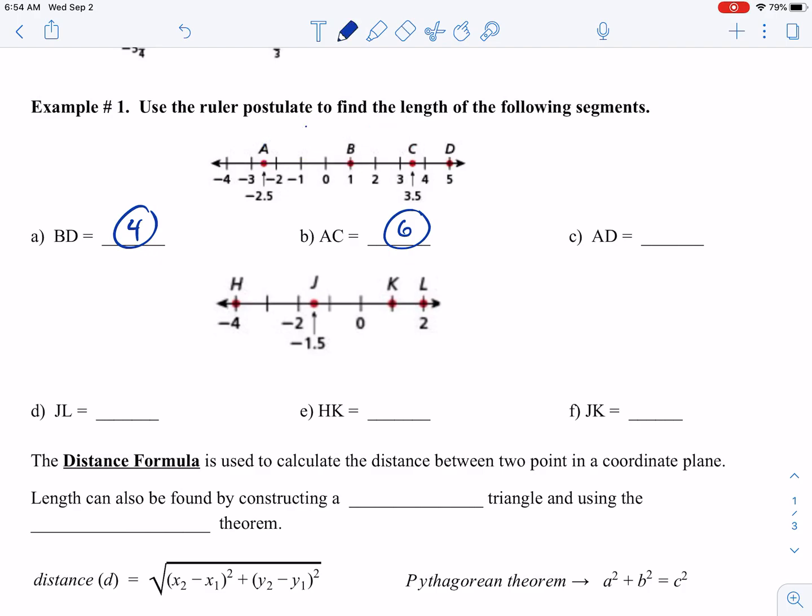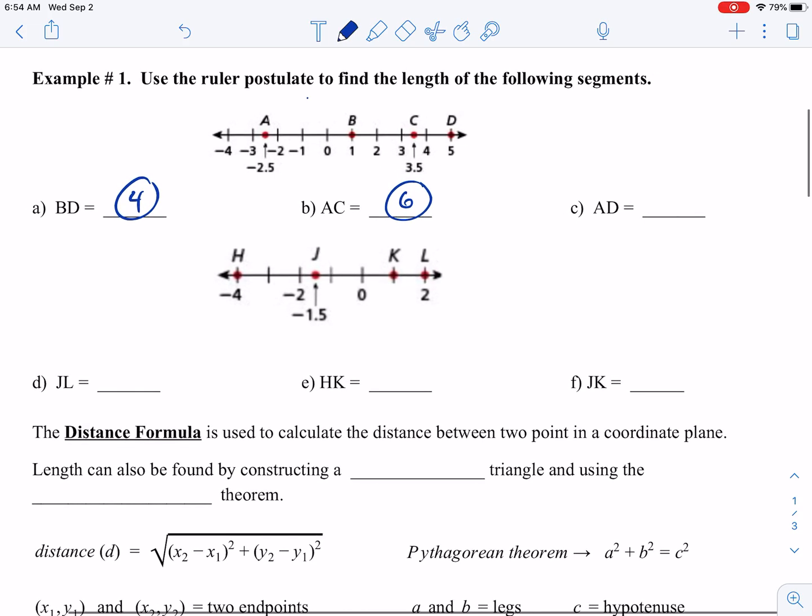Okay, let's try D and E on this second number line, and then we'll let you try C and F on your own. JL, from J to L. This would be 2 units, and negative 1.5 would be positive 1.5 units from 0 for a total length of 3.5. And then for HK would be a length of, well, these are on 2 whole numbers, so let's just count the total length. From negative 4 to positive 1, that would be a length of 5 units.